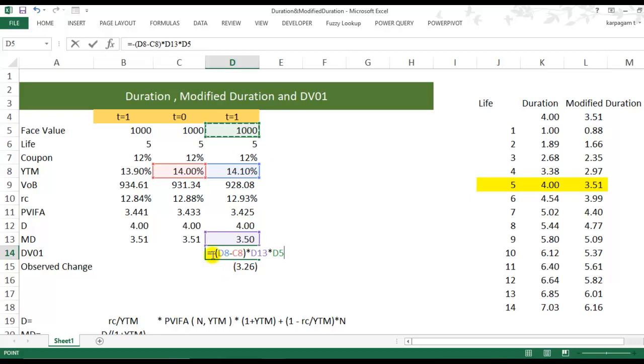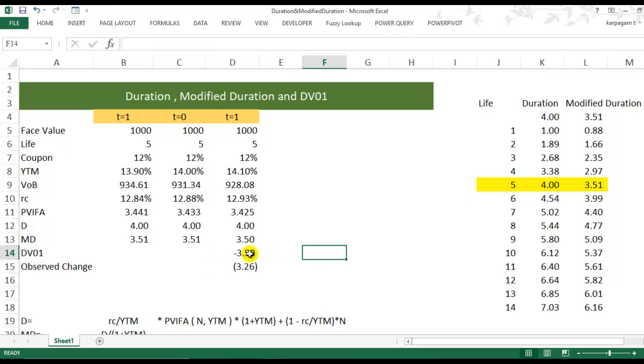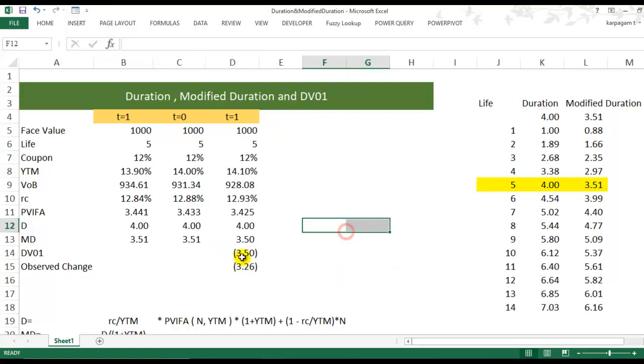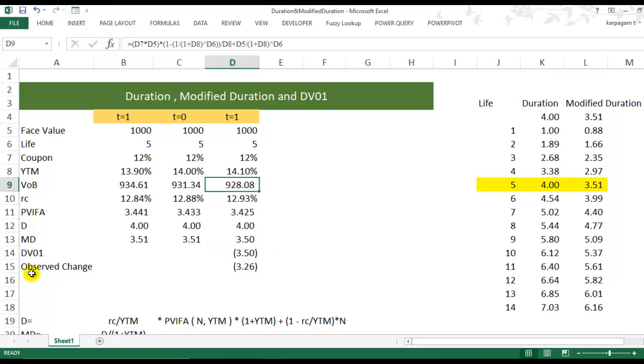Why did I put a minus sign here? That is because the relationship between the price of the bond and the yield are inversely related to each other. So the DVO1 suggests 3.5 to be the fall in the bond value, whereas the observed change is actually 3.26.